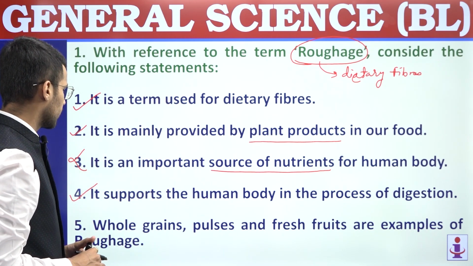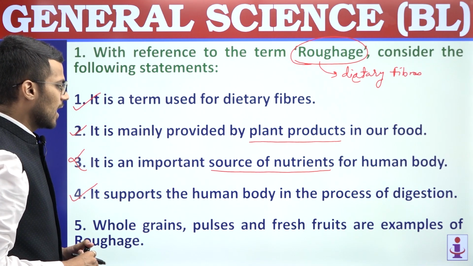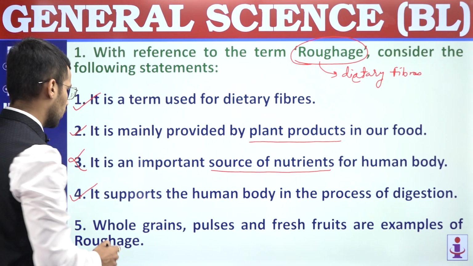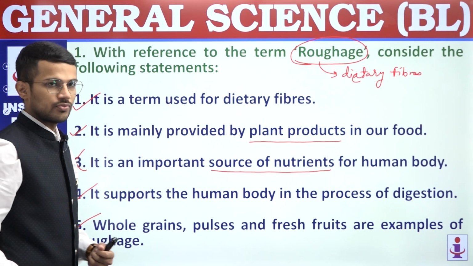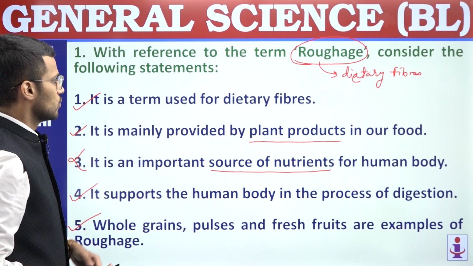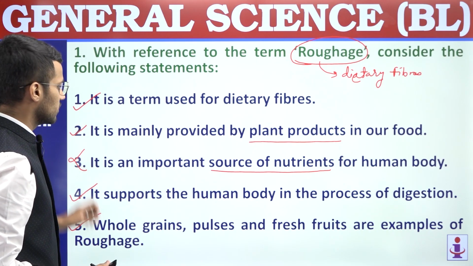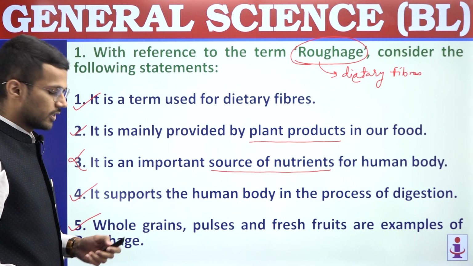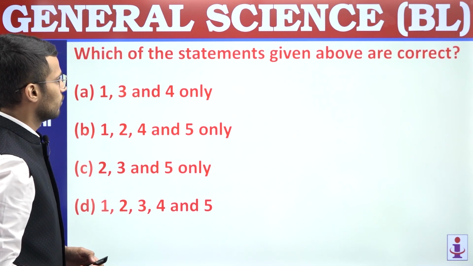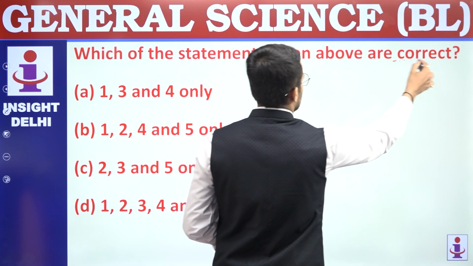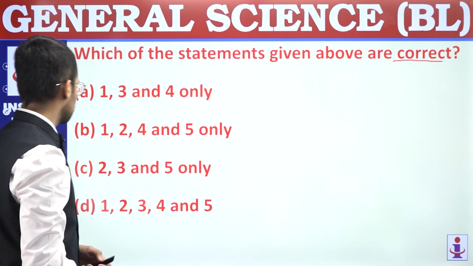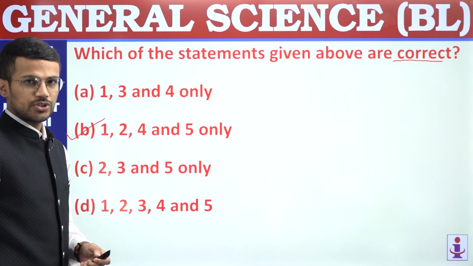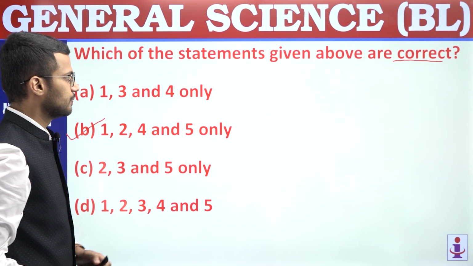Fifth, whole grains, pulses and fresh fruits are examples of roughage. That is also a correct statement. So amongst these five statements, the third is incorrect. First, second, fourth and fifth are correct, and we are supposed to find out correct statements only, hence the answer is 1, 2, 4 and 5. That means B. Question number 1, answer is B.